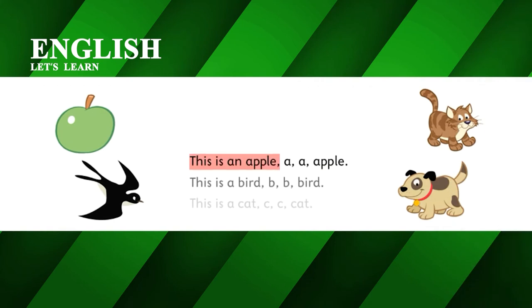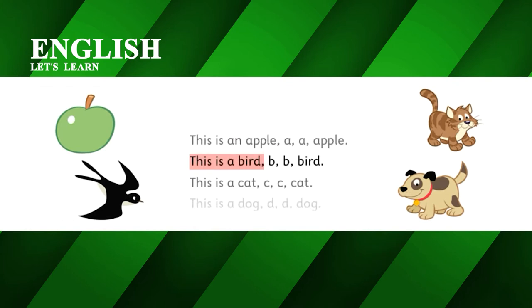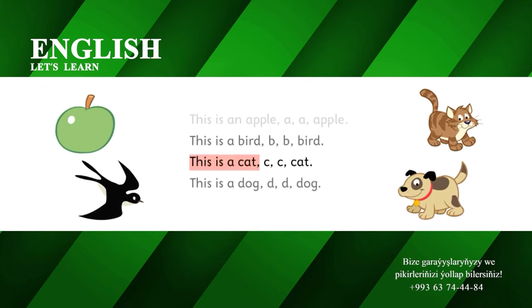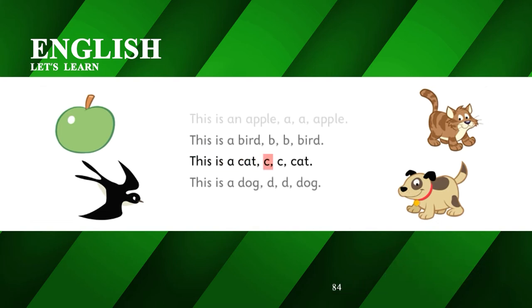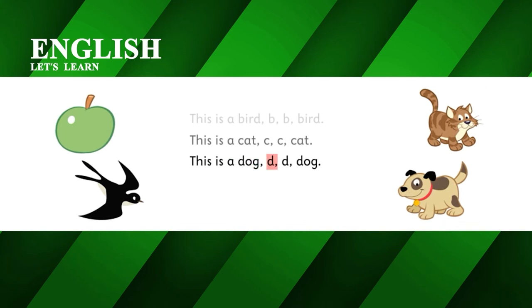This is an apple. A, a, apple. This is a bird. B, b, bird. This is a cat. K, k, cat. This is a dog. D, d, dog.